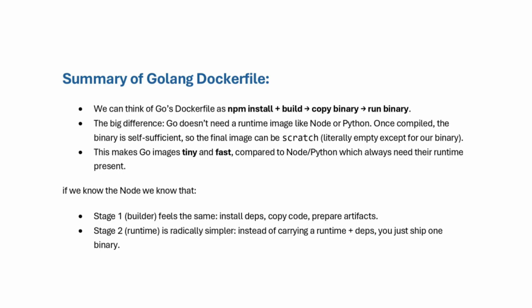If we know Node, we know that stage 1 was the builder. It feels the same: installing the dependencies, copying the code, preparing the artifacts. Stage 2, the runtime, is radically simple. Instead of carrying a runtime plus dependencies, we just ship one binary. That was about the Go language Dockerfile and comparing it with the Node.js Dockerfile.